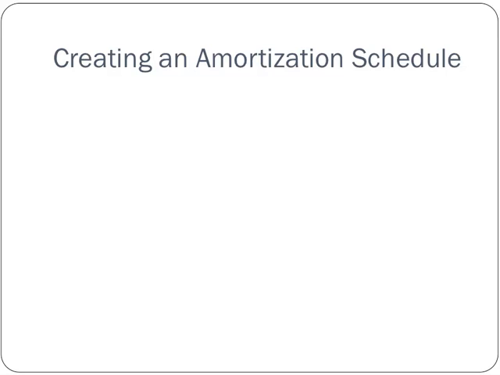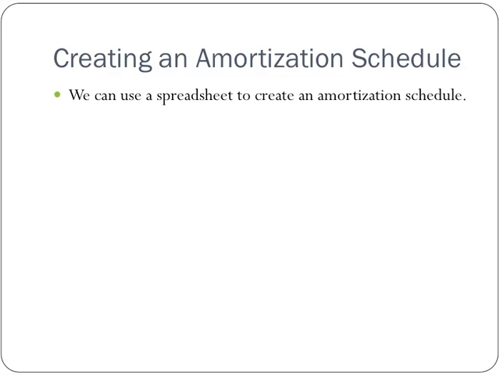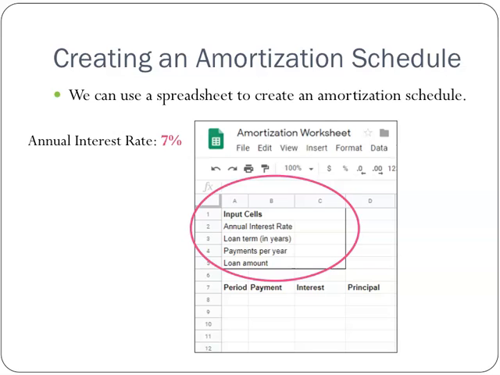So what we're going to do is create our own amortization schedule. I've created a spreadsheet, a template to get us started, and I'm going to take you through how we're going to use this. For our case, we're going to come up with an example. We're going to say that we have an annual interest rate of 7%, a loan term of 2 years. We're going to make monthly payments, that means 12 payments per year, and the loan amount is going to be $50,000.